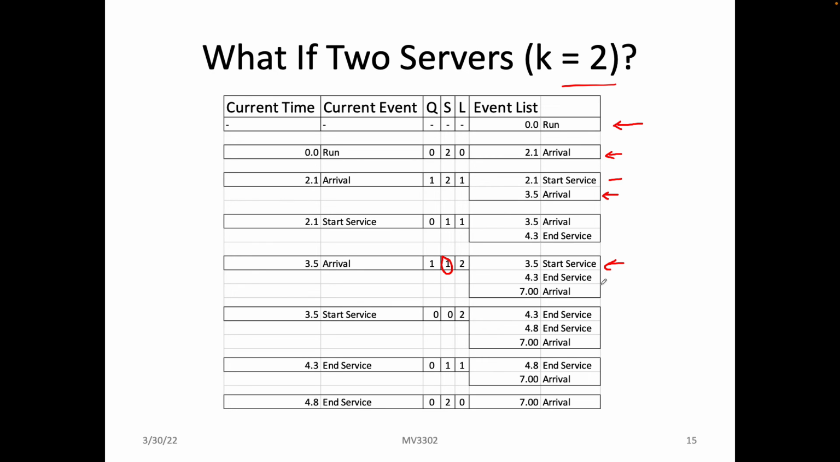So now you notice that there are 3 events on the event list. You might have had the impression before that you're only allowed to have 2 events on the event list. Well, this disproves that. You can have as many events on the event list as you want. Okay, so we schedule our start service at 3.5. We schedule our end service at 3.5 plus 1.3, I think it was. And so now we have 2 end service events on the event list, and they're the next to occur. So we have the one at 4.3, and then the final one.